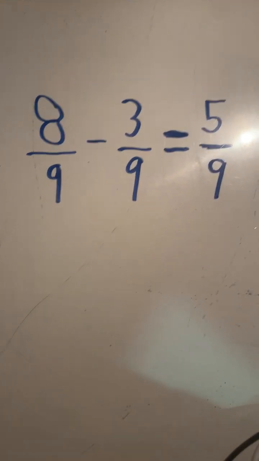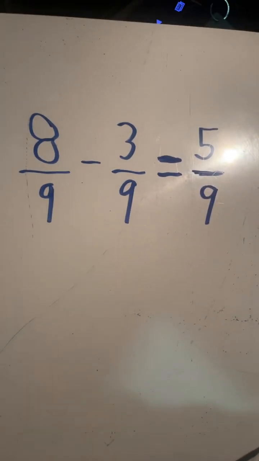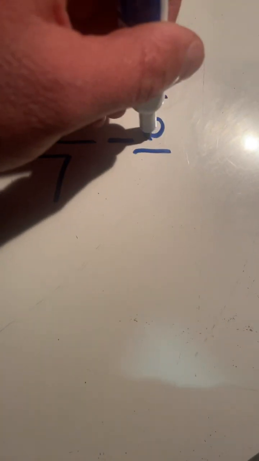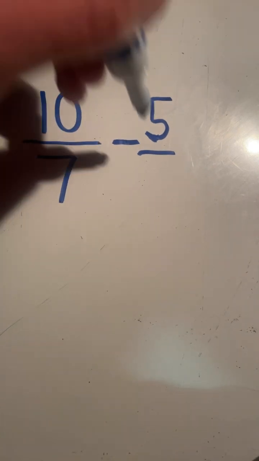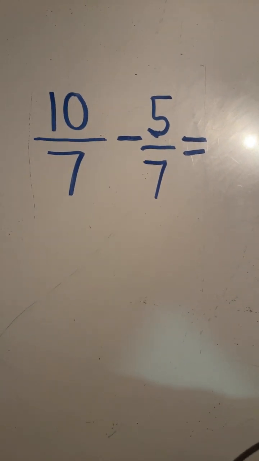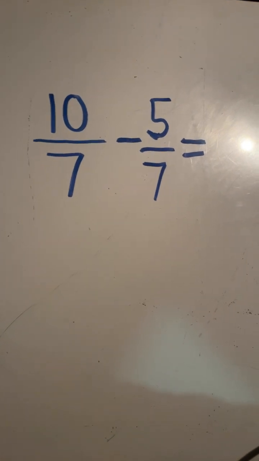All right, I'm going to do a couple more examples before we call it a video. Even if we're dealing with improper fractions, same two steps. We subtract the numerators and we keep our denominator the same. And this is if our denominator is the same. This is if we're subtracting fractions with common denominators.